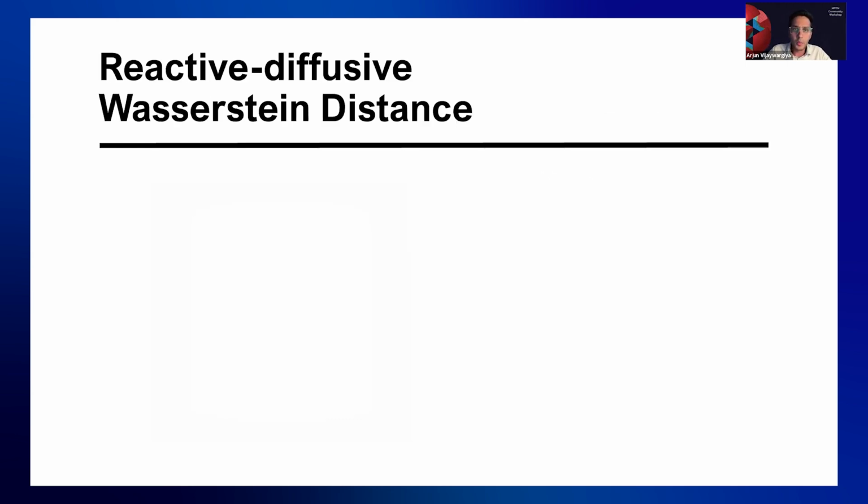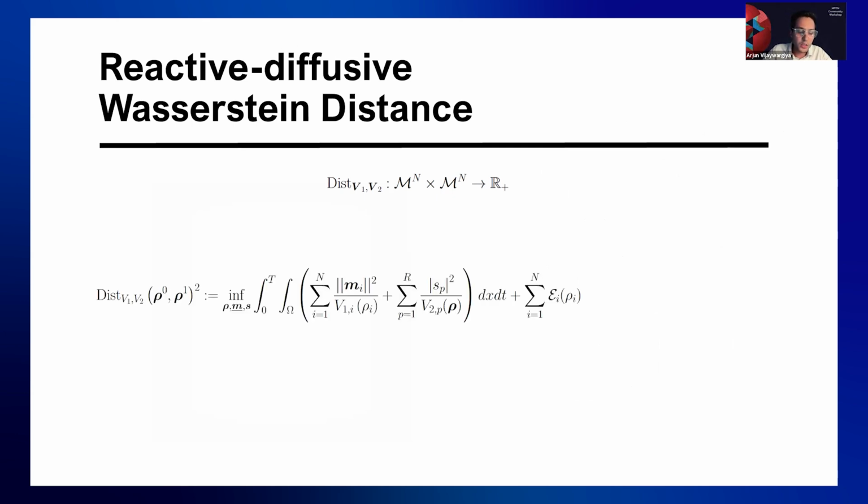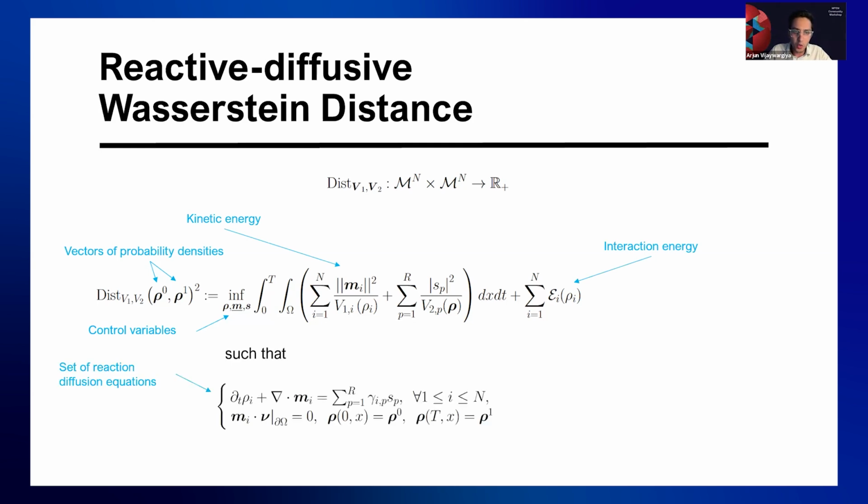I want to talk a little bit about the Wasserstein metric itself, the modified one that we built. So we have a distance function from M^N cross M^N to the positive reals, where M is the space of probability densities, right? And this gives us a distance between two vectors of probability densities, in this case rho 0 and rho 1, which is obtained by solving this optimization problem. So the goal here is to find control variables rho, m, and s that minimize a certain sum of energies in such a way that the control variables themselves satisfy a set of reaction diffusion equations, right?